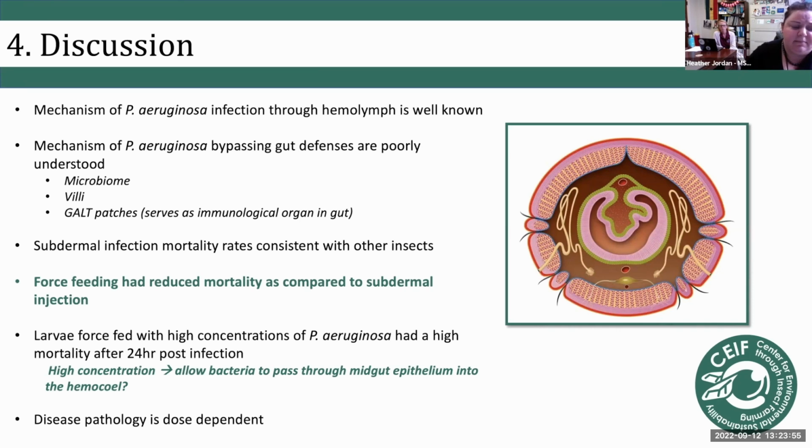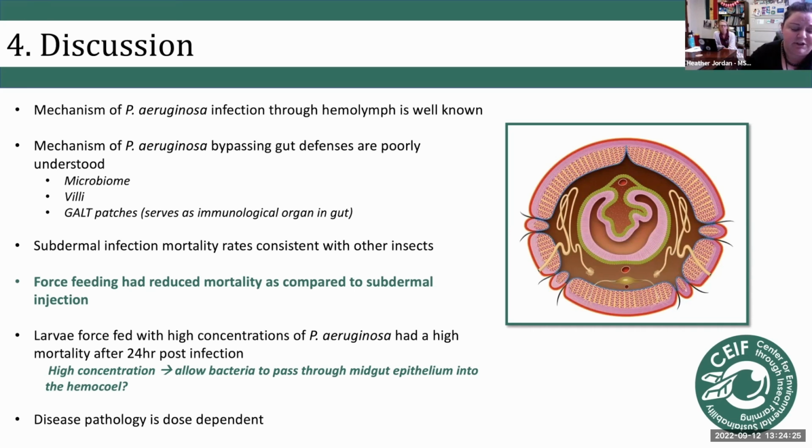And then our subdermal infection mortality rates are consistent with other insects. Force feeding had reduced mortality as compared to subdermal injection. And the larvae force-fed with high concentrations of Pseudomonas had a high mortality after 24 hours post-infection. So a high concentration may have allowed bacteria to pass through the midgut epithelium to the hemocoel. This was posed as a possible mechanism, but is in need of further research.